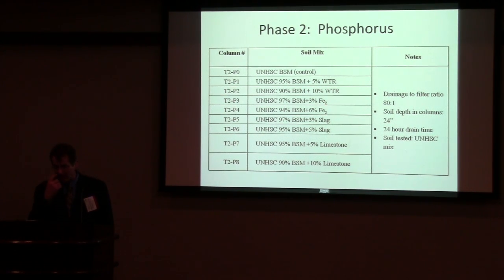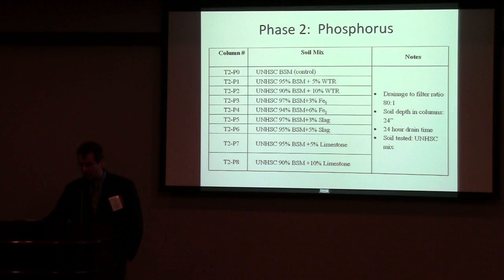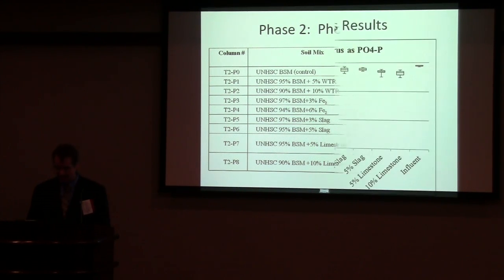Well, we looked at water treatment residual additions at 5% by volume and 10% by volume, and then we looked at iron filings. And then we looked at slag and limestone, just as a way to increase the cation exchange capacity of the media and find out if we could receive a benefit with respect to phosphorus absorption capacity.